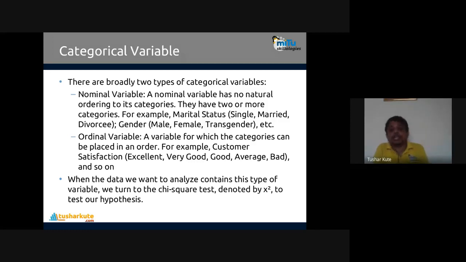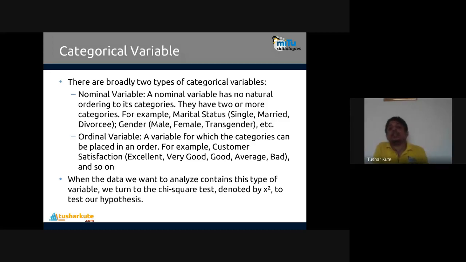There will be multiple categories, for example marital status: single, married, divorced, or gender: male, female, transgender, etc. There is no sequence present there. It can be first, second, third, we can change it, it doesn't matter. That is a nominal variable, the first kind of categorical variable.